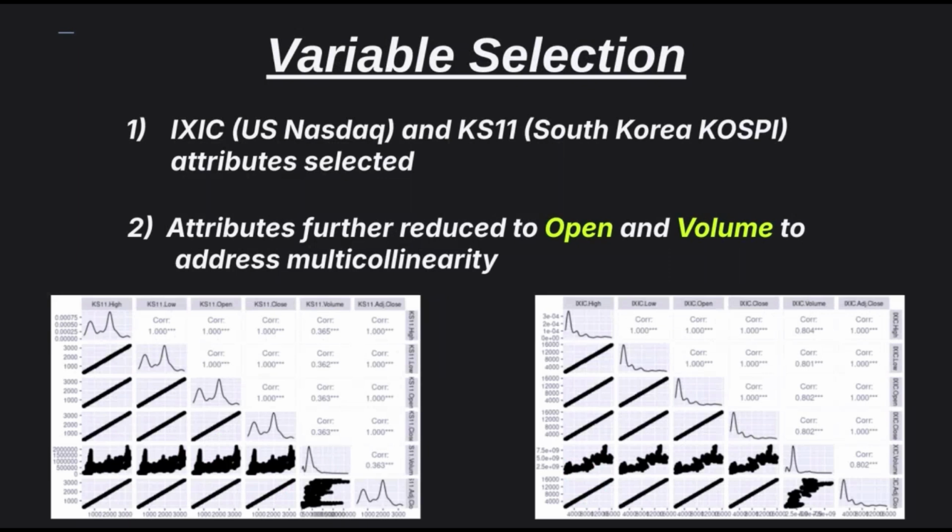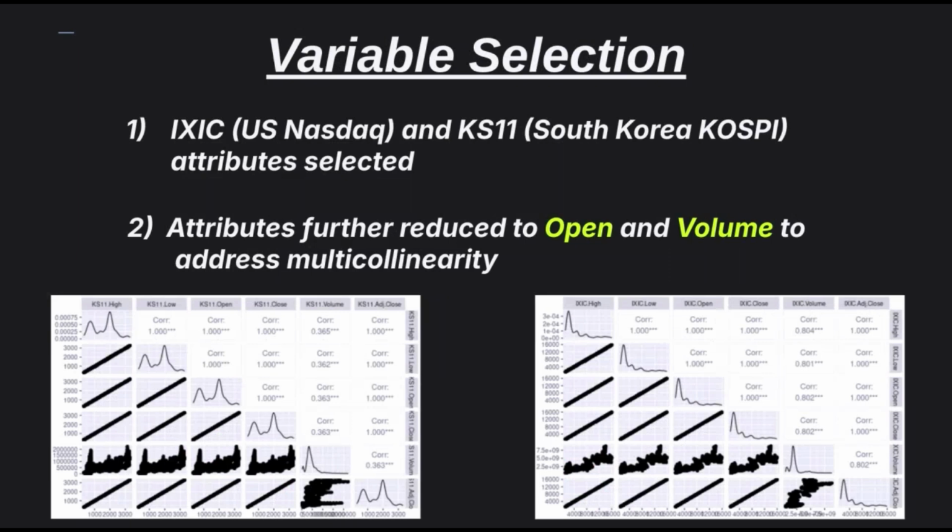So once we had our data set cleaned up, we turned to variable selection. For our study, we specifically wanted to look at the US NASDAQ, represented by IXIC, and the South Korean KOSPI, represented by KS11. So once we took the values that each of these stock markets had recorded within the data set, we looked to see how they were correlated with each other to identify any potential multicollinearity.